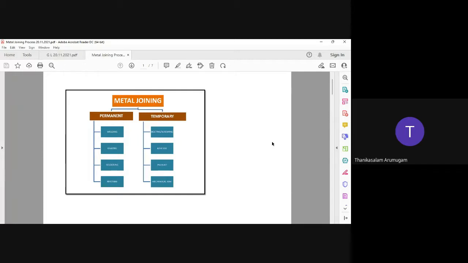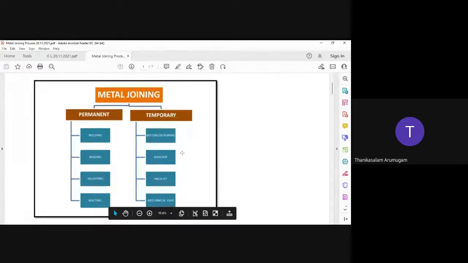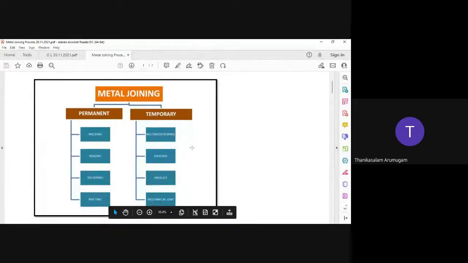When we heat the metal it becomes softer, so we can change it to whatever shape we want with easier force. That is hot forging. In metal joining, we know welding is permanent. There are two joining processes, permanent joints and temporary joints. Students, can anyone tell me the temporary joints?